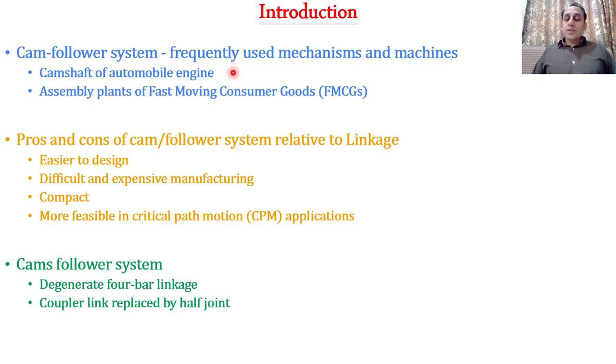So in the camshaft, what is happening basically? There is a shaft which is actuating the valves. And what is the function of those valves? The valves are basically opening and closing the intake and outlet of the cylinders, so that the air fuel mixture can come in and the combustion process can take place. So that is the main application of the cam follower mechanism, basically in the camshaft or engine head assembly of an automobile engine.